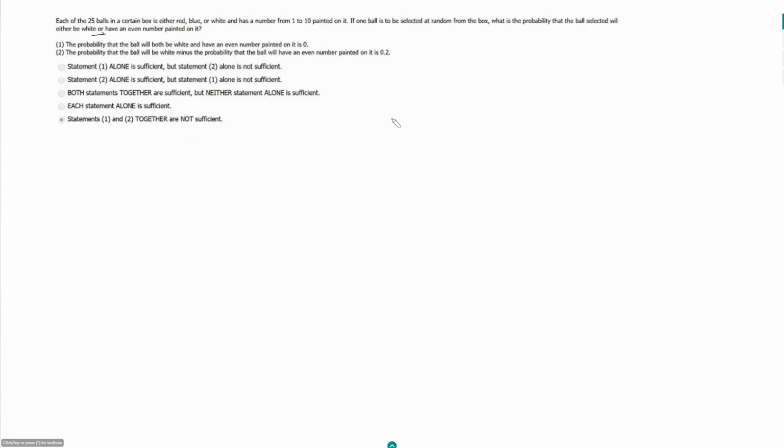So if we want the probability of one event or another event, we are adding our probabilities. So in this case, we want the probability of a white ball plus the probability of an even ball. However, those two things are not necessarily mutually exclusive.